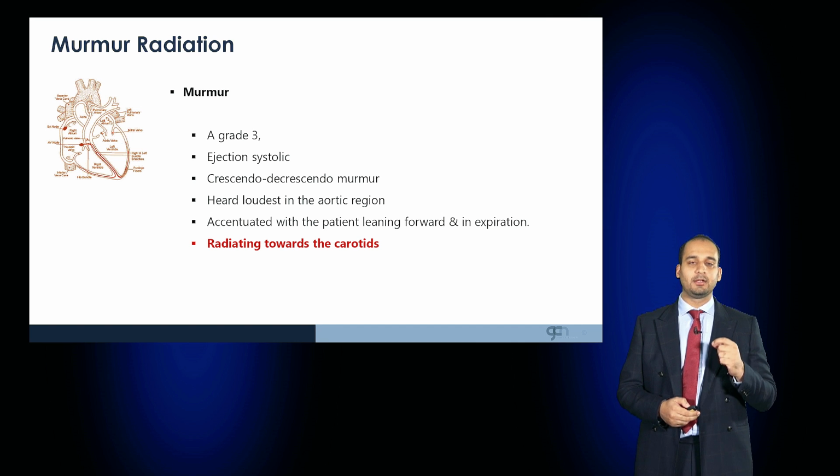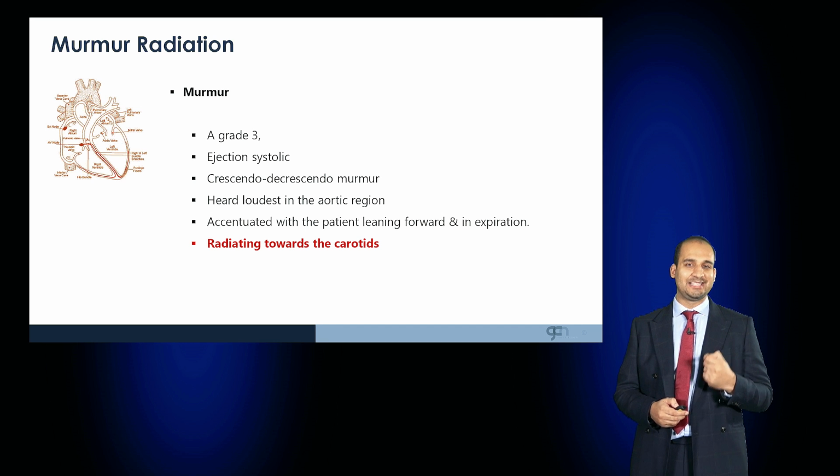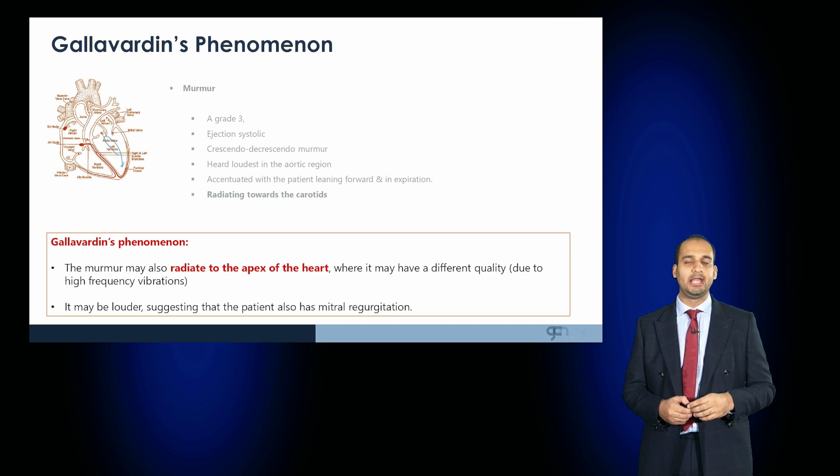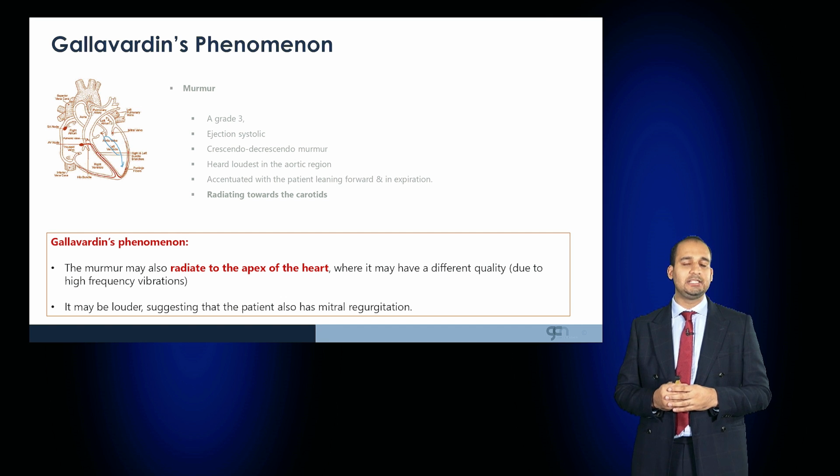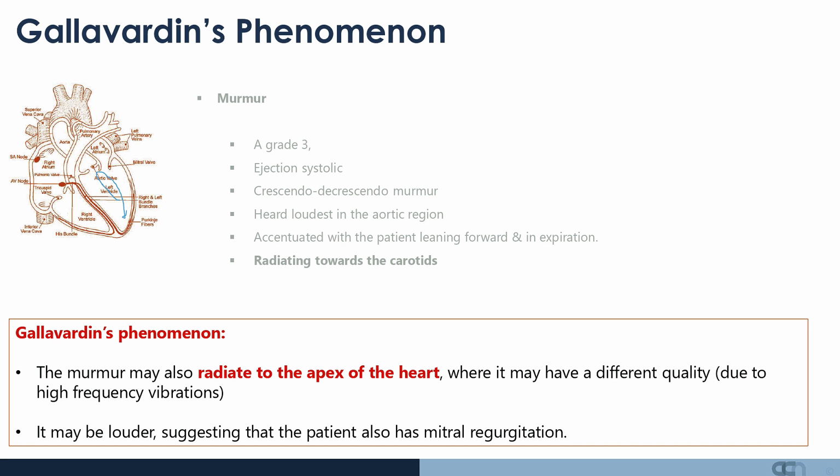We mentioned that the carotids should be auscultated, assessing for signs of radiation. In more advanced aortic stenosis, the murmur may radiate throughout the whole of the precordium, and this is known as Gallavardin's phenomenon. And this may be louder as the disease progresses.